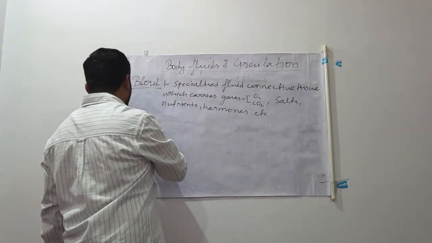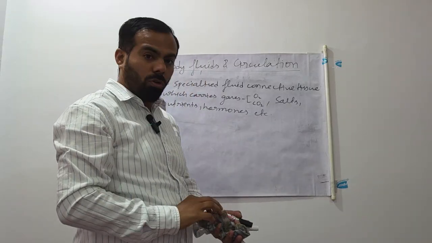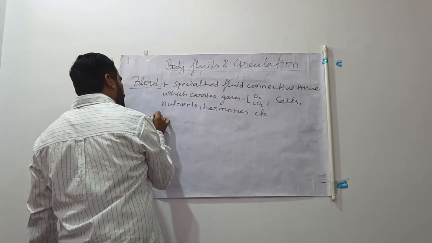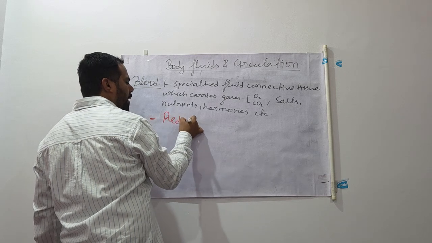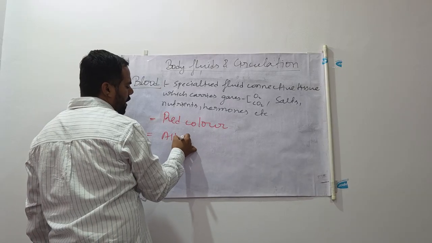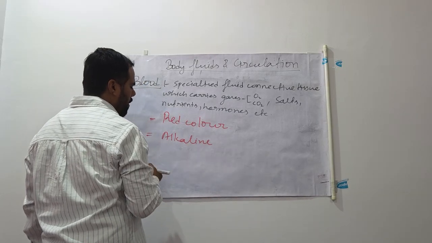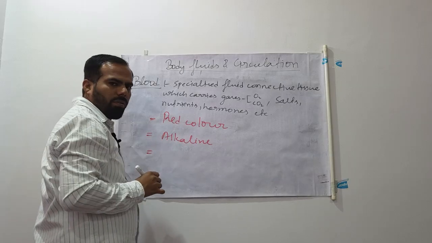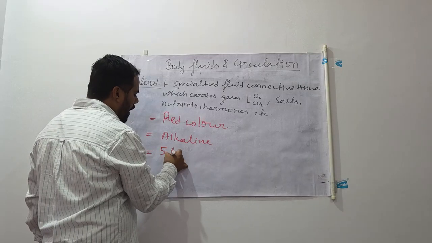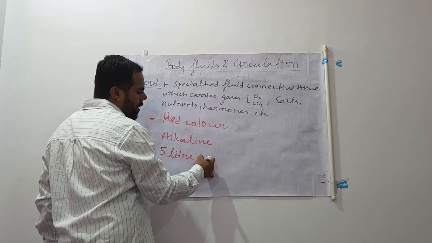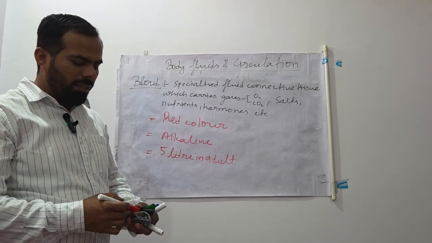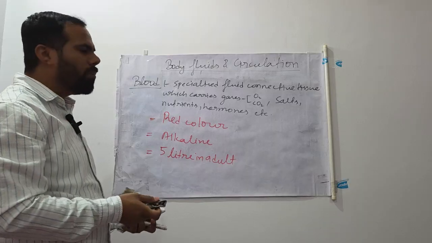Now I want to tell you one more important thing about this specialized fluid. The color of this fluid is red. The pH of this fluid is alkaline. Okay. And how much blood is present in our human body? That is 5 liters in a human adult. That is the brief of blood.